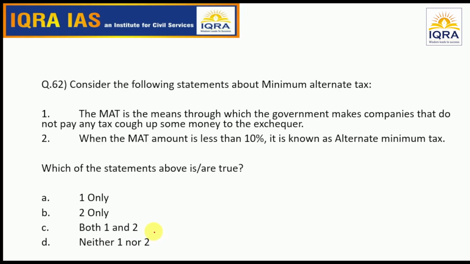Moving on to question number 62. Consider the following statements about minimum alternate tax. The MAT is the means through which government makes companies not pay tax. When the minimum alternate tax amount is less than 10%, it is known as alternate minimum tax. Which of the following statements are true? You can take this one as correct.